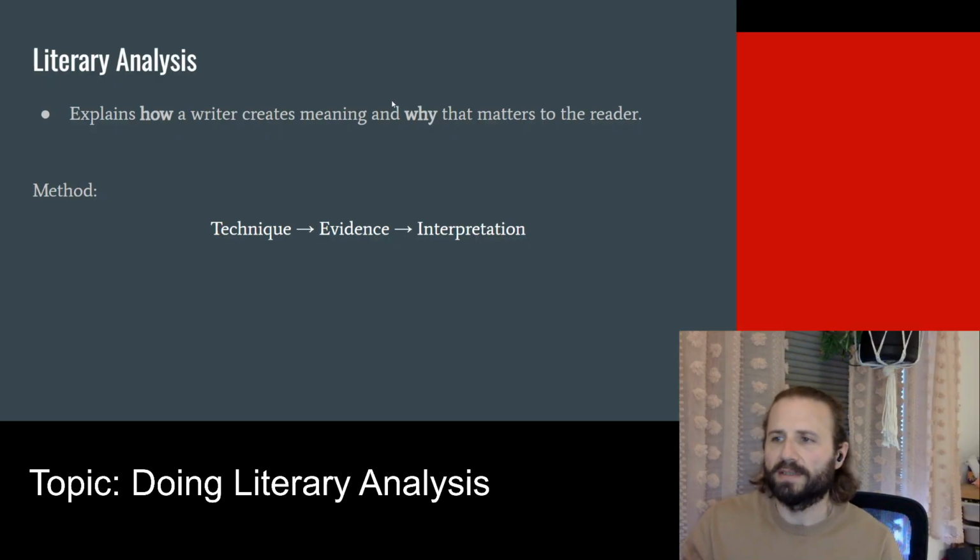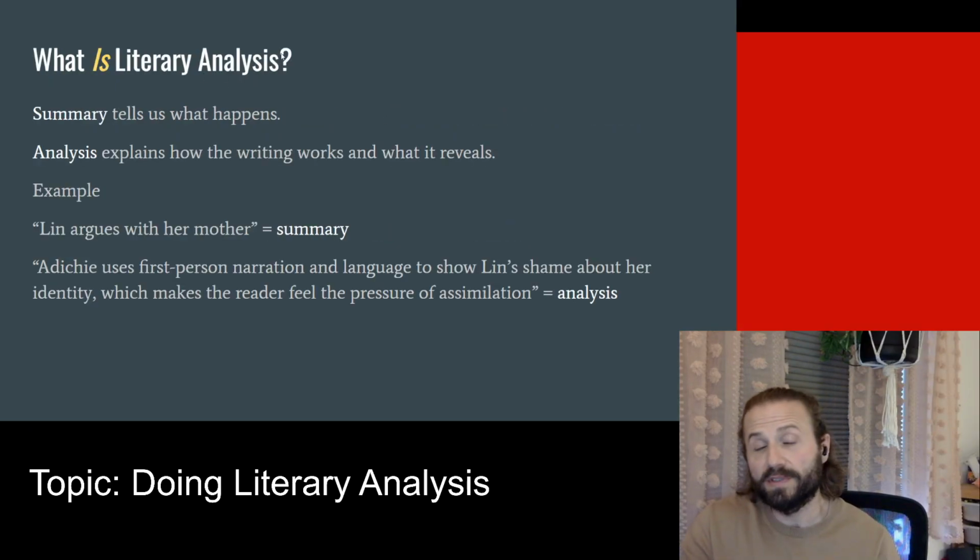So, what is literary analysis? Well, the first thing to understand about it is to know the difference between summary and analysis. To draw this distinction: summary tells us what happens. Analysis explains how the writing works and what it reveals. A strong analytical point names a technique, points to textual evidence, and explains the effect on the reader.